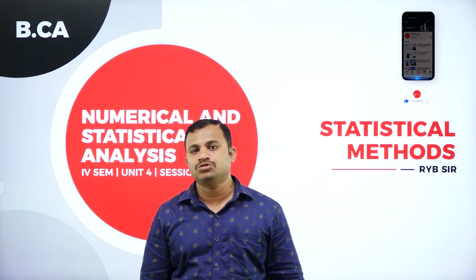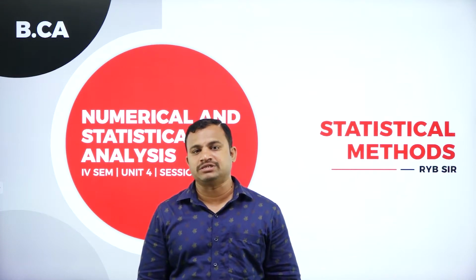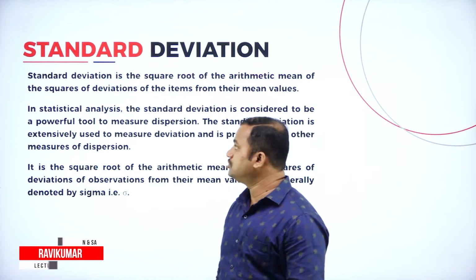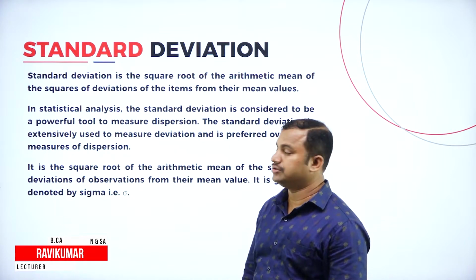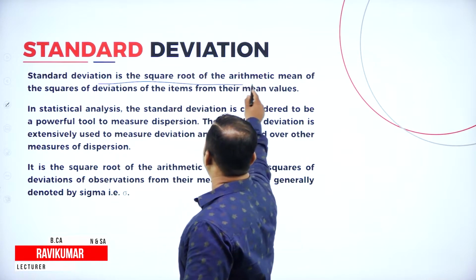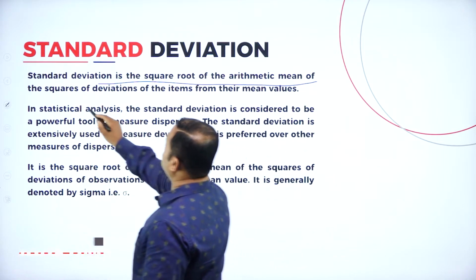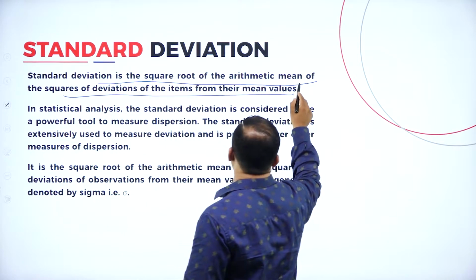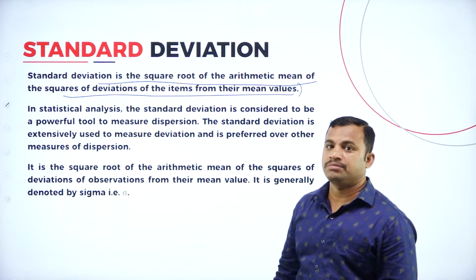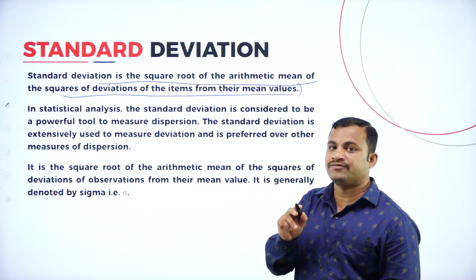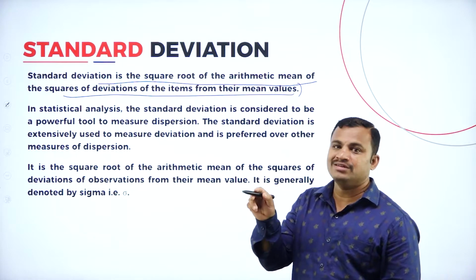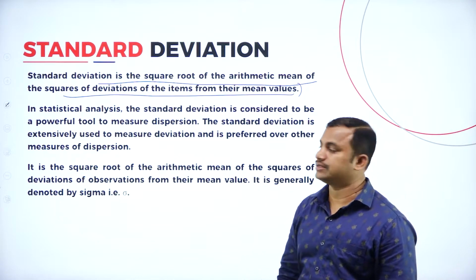In today's class, you will be taught about the statistical methods that include the standard deviation. The standard deviation is the square root of the arithmetic mean of the squares of deviation of the items from the mean values. That means standard deviation is calculated from variance, where variance is calculated from mean of that.